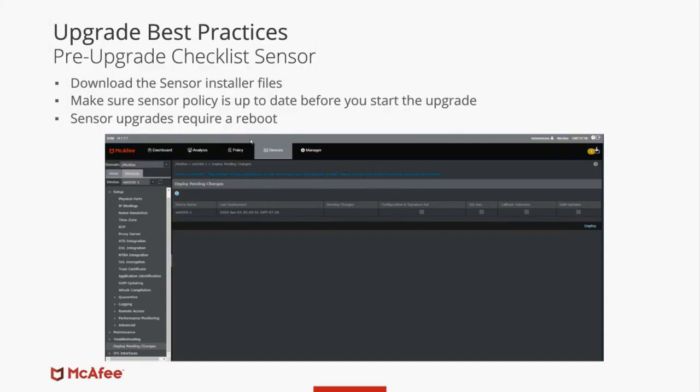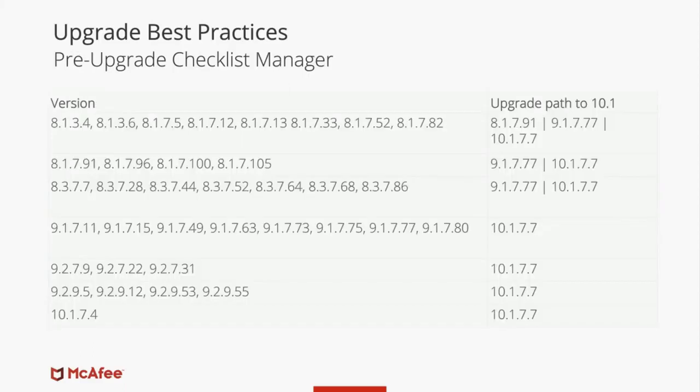Depending on what version you're upgrading from, you may have to stop at an intermediate step. We've got the list here for the manager on what versions can upgrade straight to 10.1.7.7, which is pretty much all of them except for anything earlier than 9.1.7.77. If you're on extremely old versions of 8.1, you might have to go to a higher version of 8.1 before you can go to that version of 9.1. But most current releases can directly upgrade. Older releases will have to stop at 9.1.7.77 along the way.